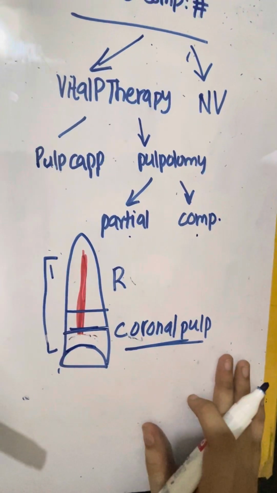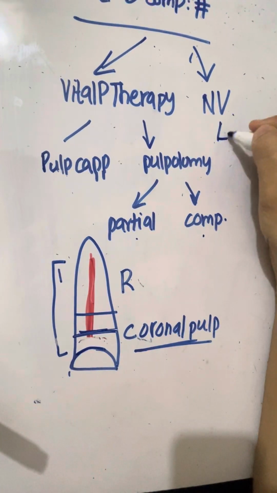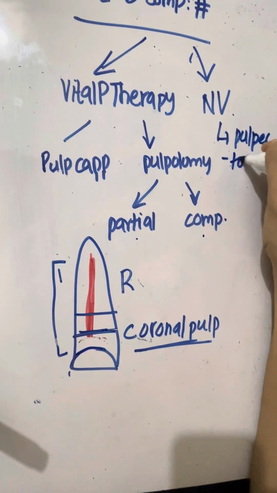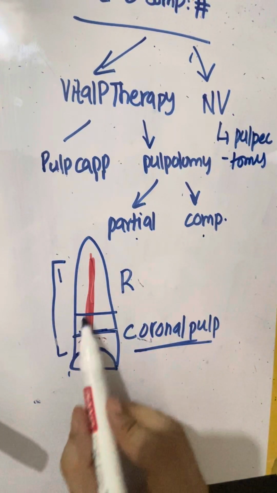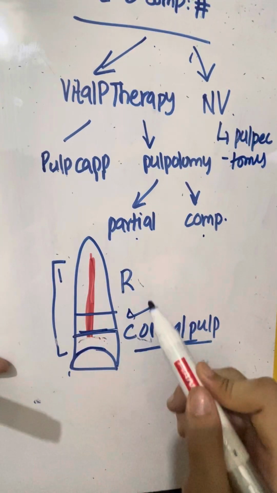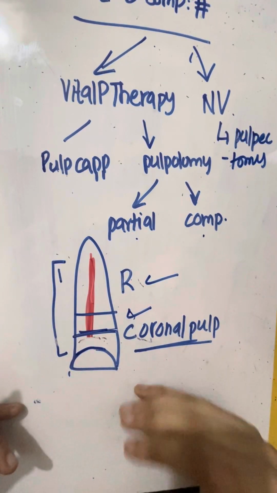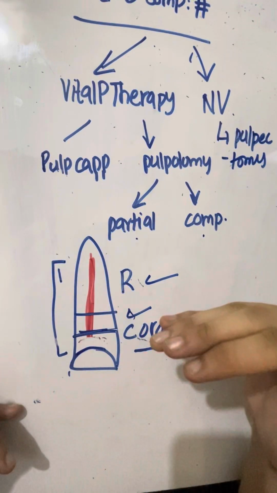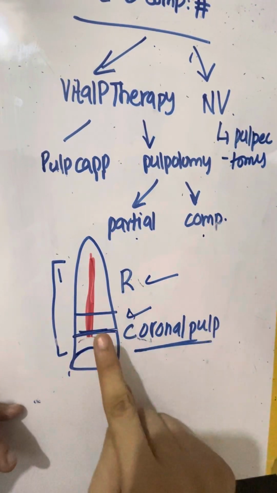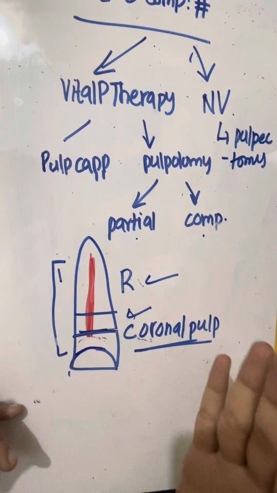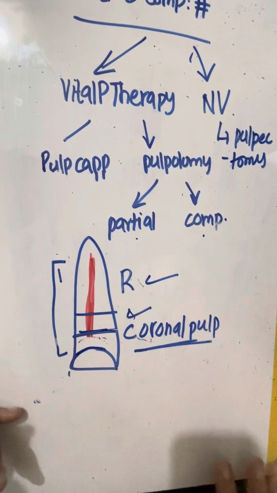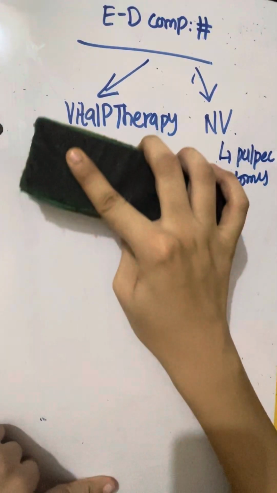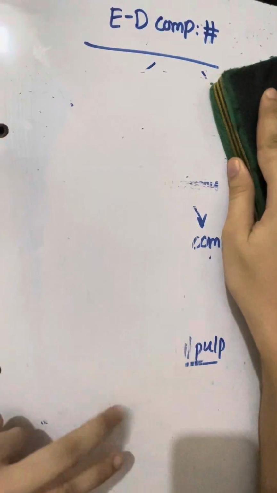The non-vital involves pulpectomy, means removal of the whole pulp, coronal pulp as well as radicular pulp. So removal of the whole pulp is pulpectomy, removal of the whole coronal pulp is complete pulpectomy, and removal of half of the coronal pulp is partial pulpectomy. So first we will discuss pulp capping, which is vital pulp therapy.